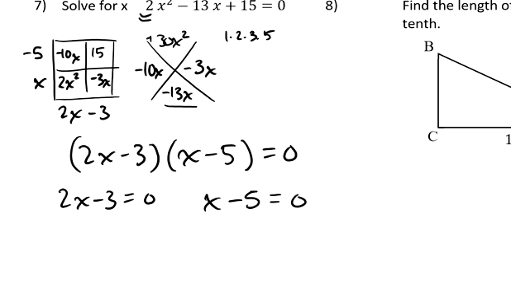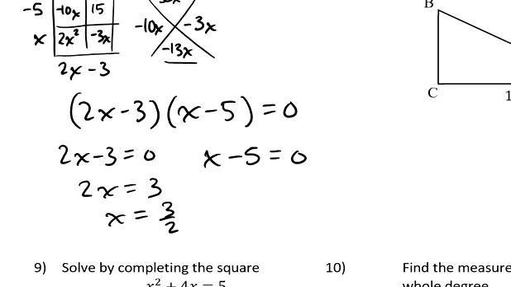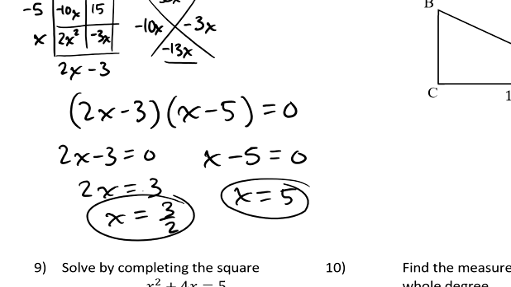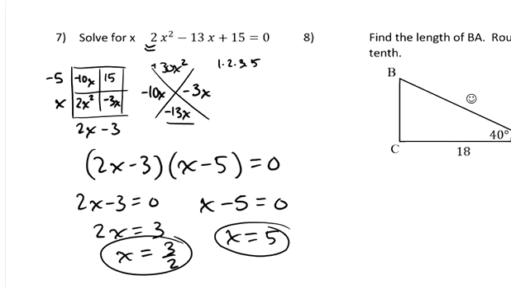In order for that first factor to be 0, 2x would have to equal positive 3, and x would have to be 3/2, or 1.5. And in the other case, x would have to be positive 5. So our solutions here are x is 3/2, 1.5, and x is 5. So we definitely have solved for x.